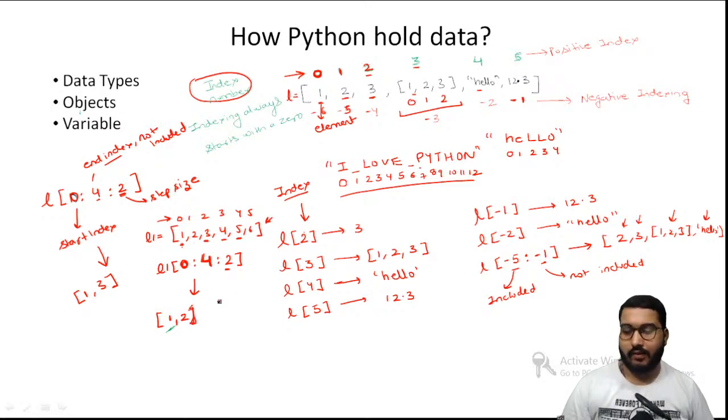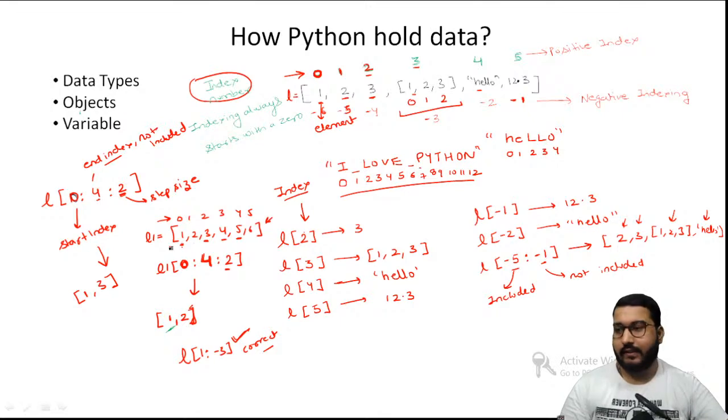Yes, you can write L of 1 is to minus 3. This is correct. So let's look at the example in Python.